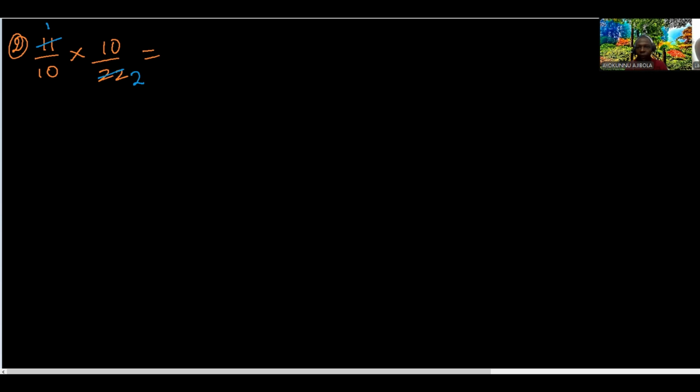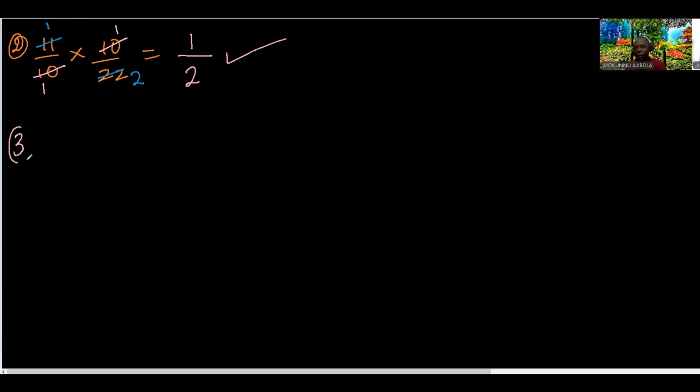Yes. Which number above can divide a number below again? That's 10 here, 1, 10 here, 1. Okay. So what numbers remain at the top? 1 and 1, right? What is 1 times 1? That's 1. What numbers remain at the bottom? 1 and 2. That is 1 times 2, which is what? 2. So the answer is what? 1/2. Can you say this is easy, right? Yes. Okay, let's look at another one.